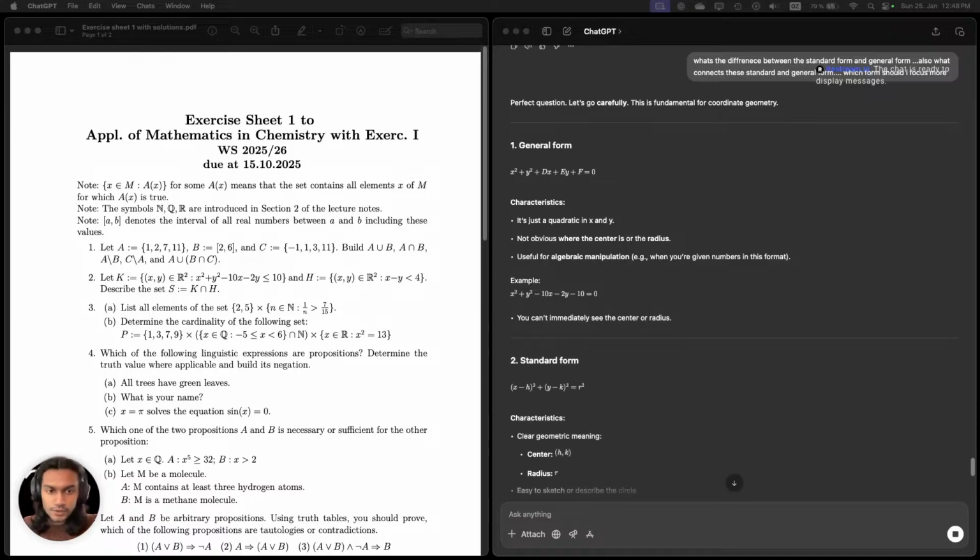General form: x squared plus y squared plus dx plus ey plus f equals 0. It's a quadratic in x and y, not obvious where the center or the radius is. Just useful for algebraic manipulation.